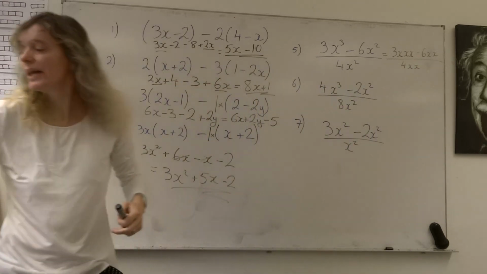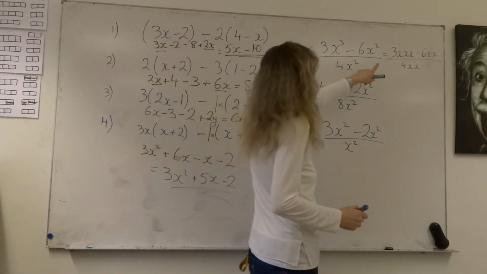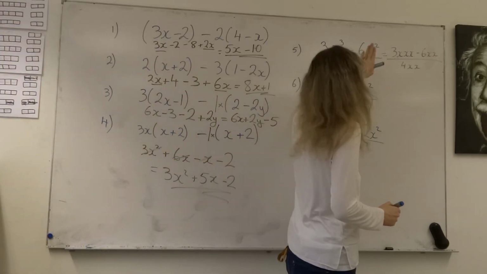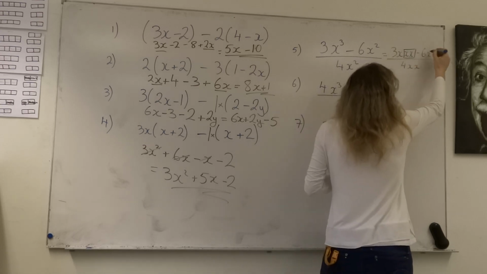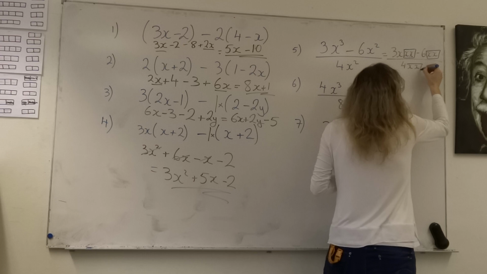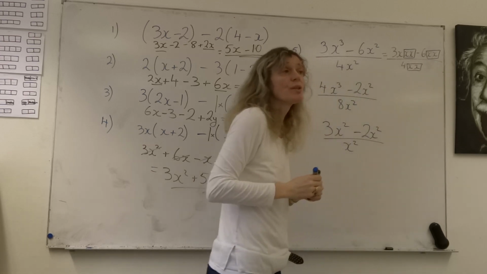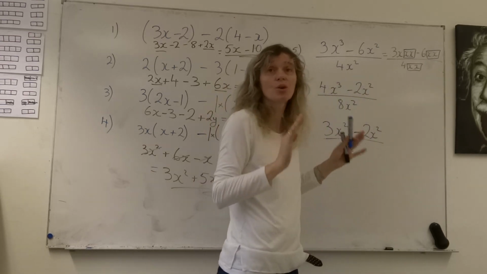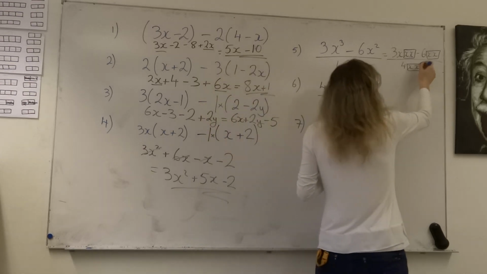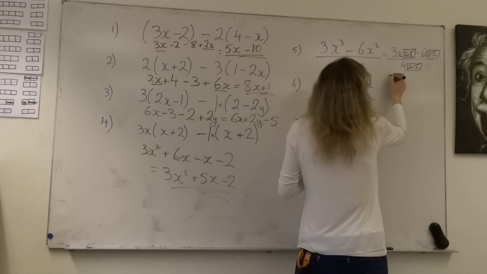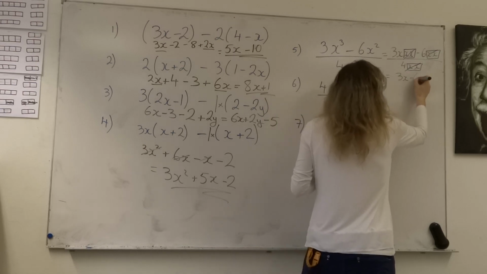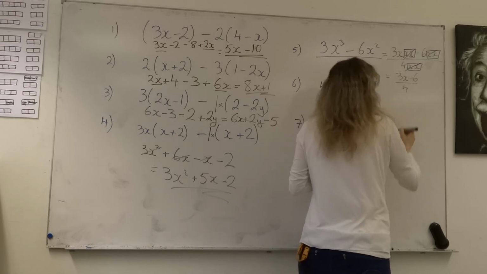We can see here quite easily, x cubed means x times x times x. X squared means x times x. Here we've got 2 x's at the end, here we've got 2 x's at the end, and here we've got 2 x's at the end. So they can all cancel. There's x squared everywhere. So that's nice and easy. Just take them away. What do we get left then? We get 3x minus 6 all divided by 4.